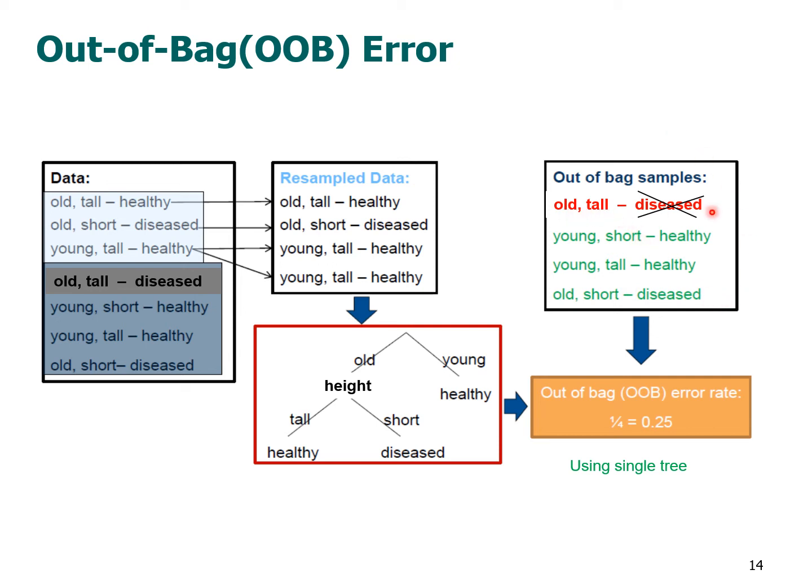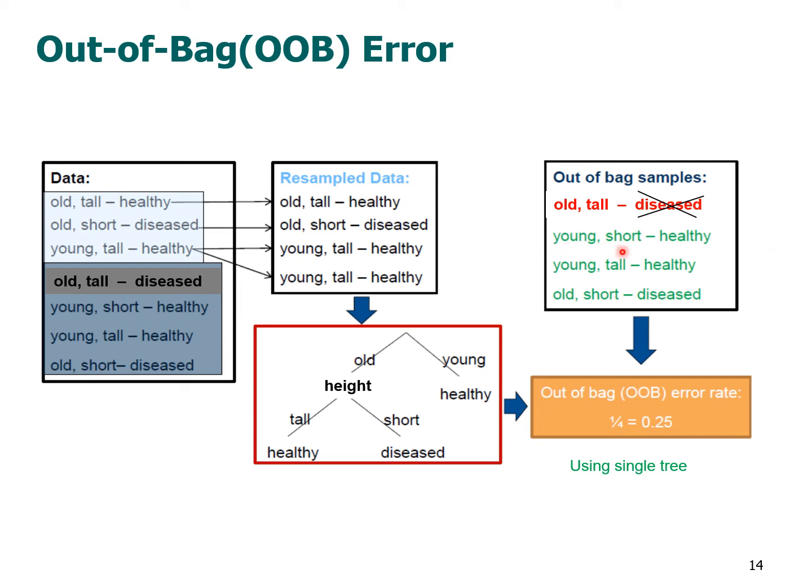For each data in this out-of-bag data, you make a prediction by using this decision tree. In this particular case, we assume there is only one decision tree, but in general, there are multiple decision trees. So by using this decision tree, you make predictions on each of these out-of-bag data. For the first one, its prediction is healthy, but the correct answer is disease, right? So this is an error.